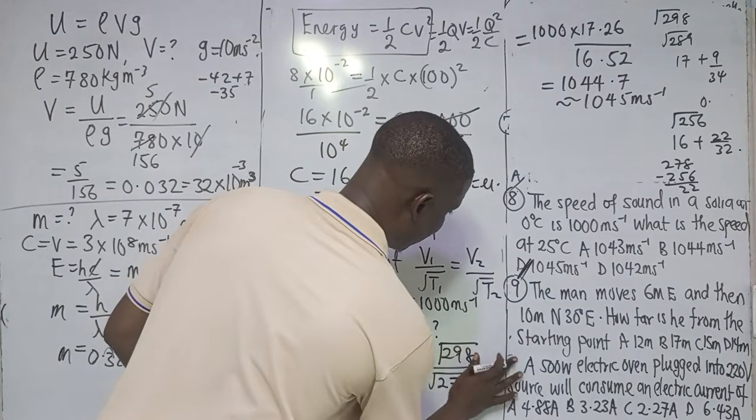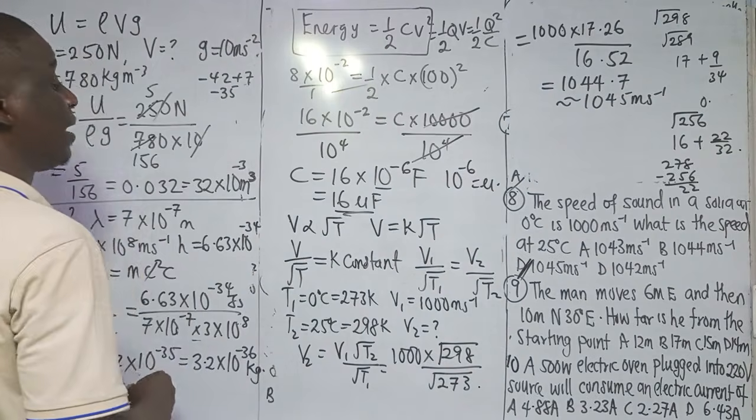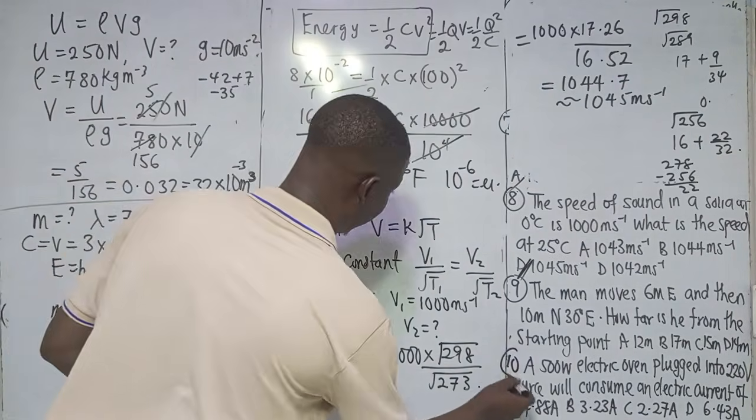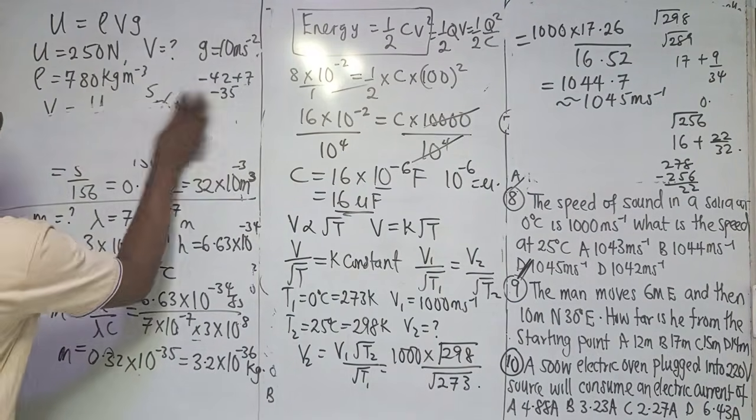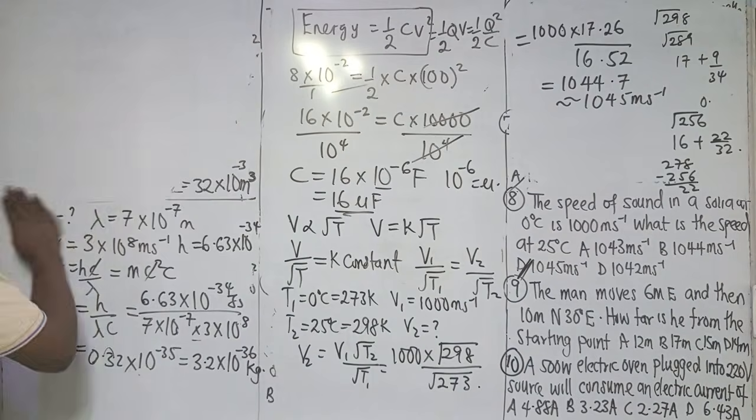There are 10 questions we have to answer. Let's go to number 9. Number 9. This is number 10. He said the man moves... This is vector, and I would like to solve it this way.